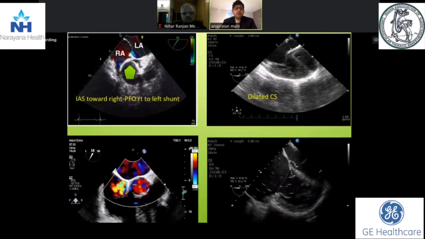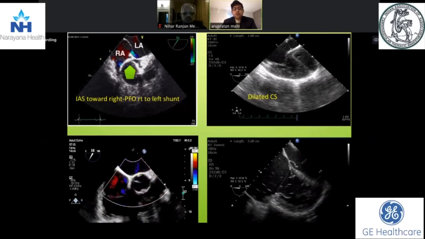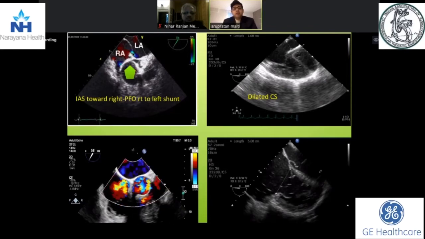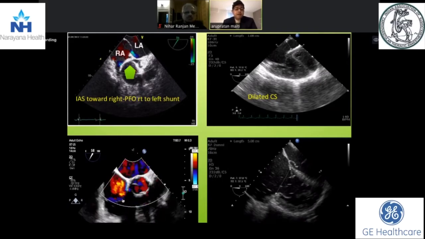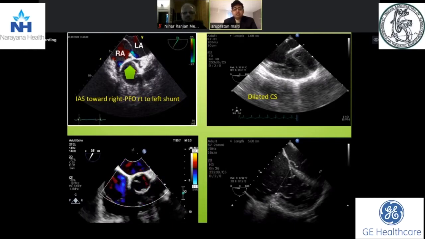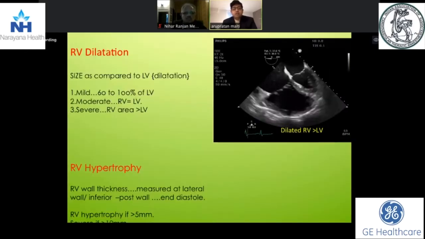If you look at the atrial septum here, in case of severe RV dysfunction, sometimes the atrial septum will be bowed to the left side, and you can see PFO flow crossing right to left, so a right to left shunt across the PFO. The coronary sinus can get dilated in long-standing RV dysfunction. You can expect varying degrees of severity of tricuspid regurgitation, and obviously the tricuspid annulus gets dilated, as I told you before.